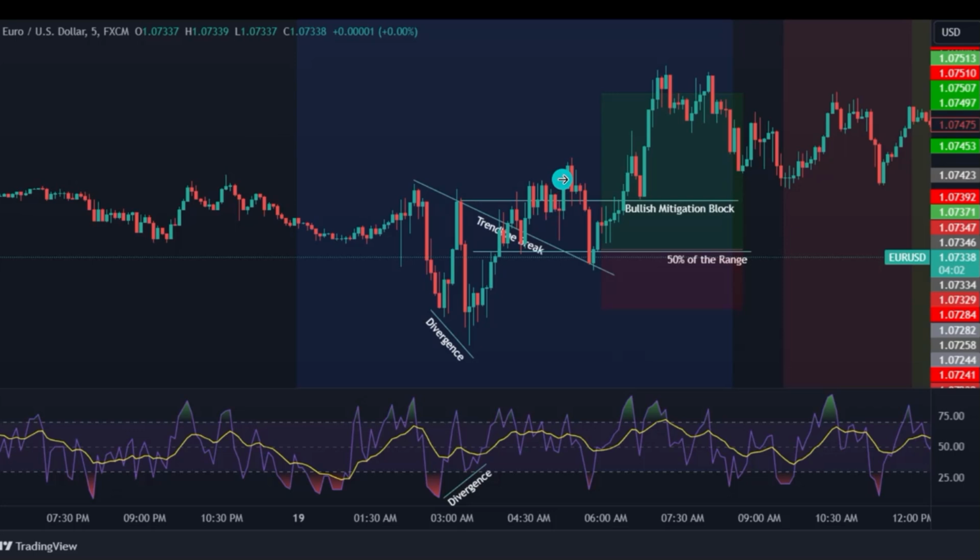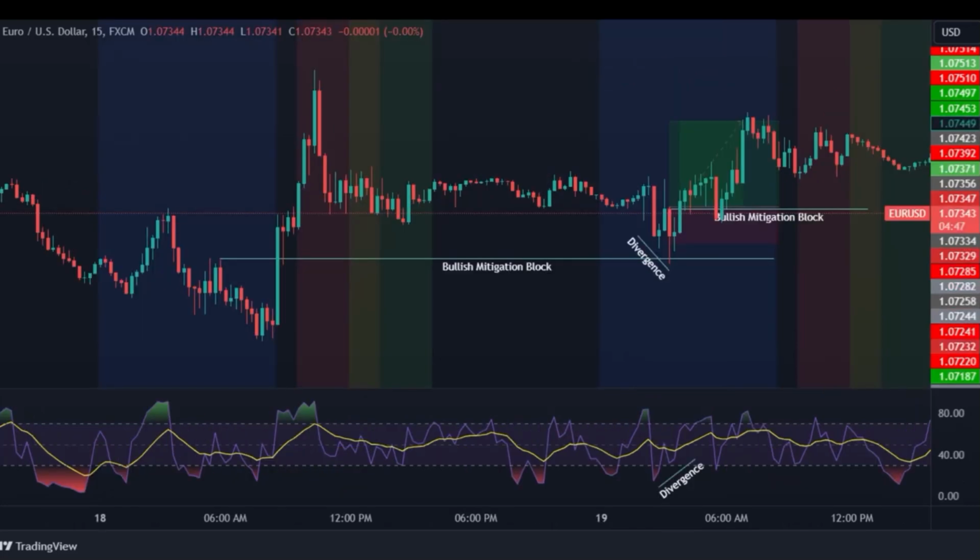So what you want to do is wait for price to go back deeper into this order block, probably around 50%, which is where this is. It's also retouching that trend line, and that's your entry. Then price shoots up to the upside.